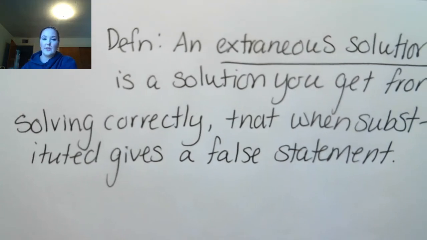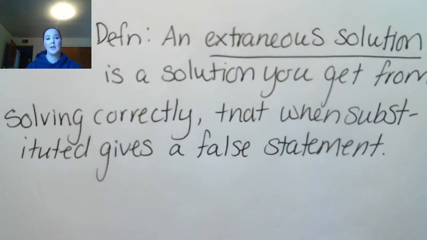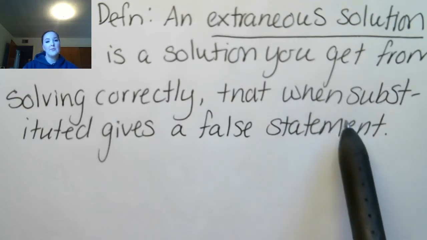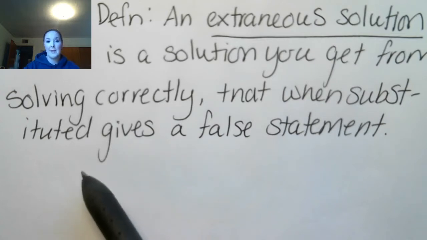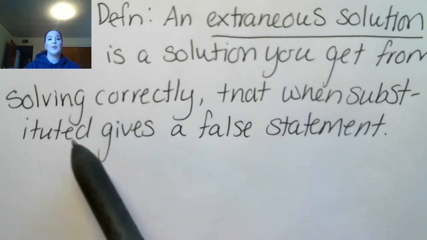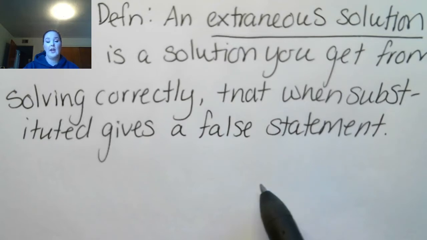An extraneous solution is something that you get from solving correctly. I want to stress that. It is not something that you get from making a mistake. It's something that you get naturally in certain situations, even though you've solved correctly. When you substitute it back into the original equation, a real solution will give you a true statement, right? That's what makes something a solution. But an extraneous solution will give you something false.